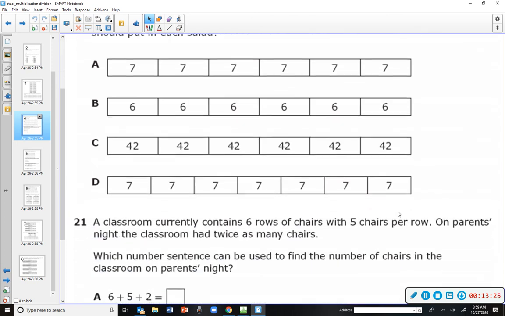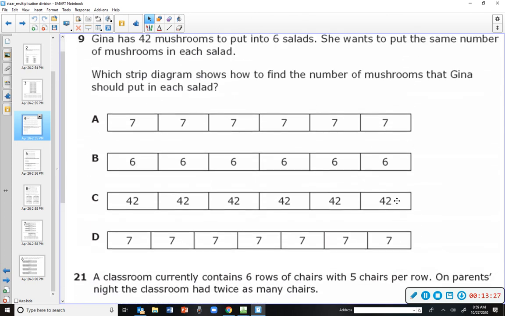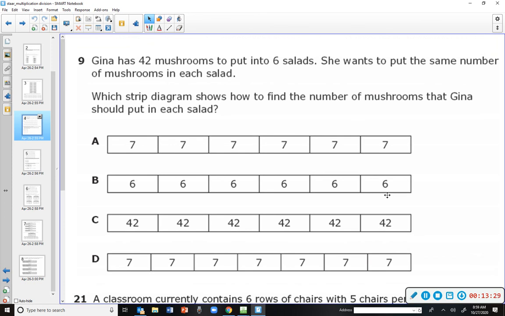Now this one might be a little more complicated right now because this is when, after you've gone over multiplication and division, this all starts to kind of click and you have to be able to tell the difference between multiplication and division word problems. Okay? We're not there yet. So I just wanted you to see what a strip diagram would look like on a multiple choice question. You would have to actually pick which one of these is correct. Okay?